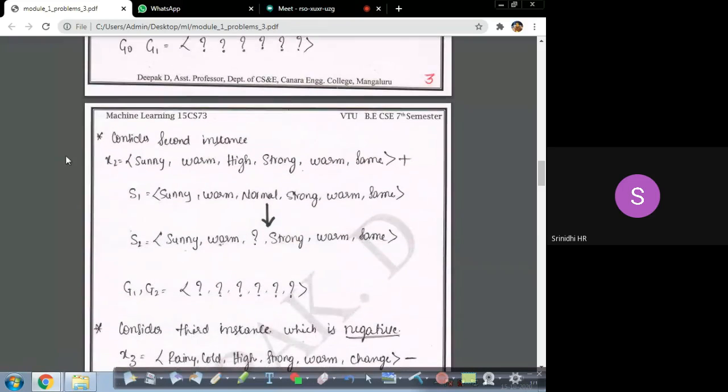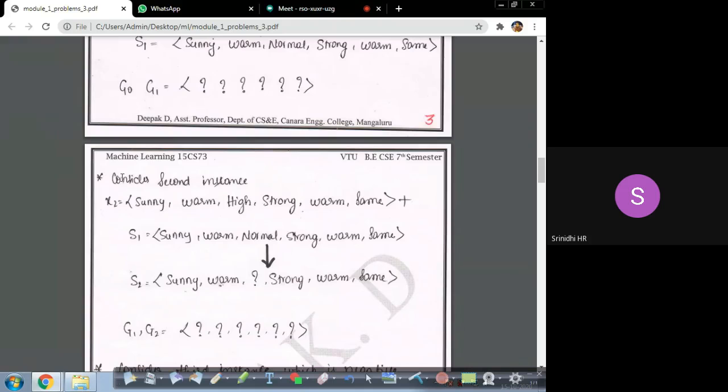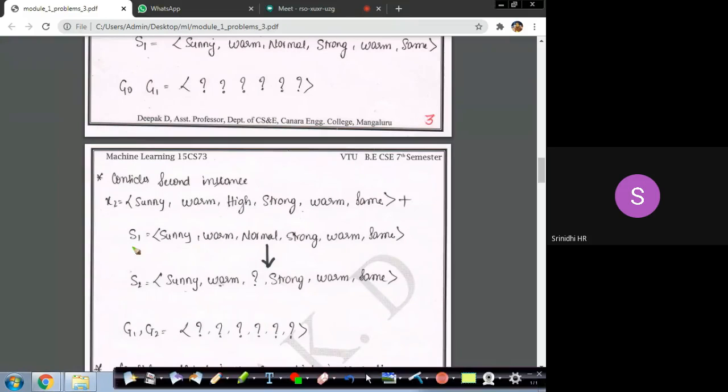So second instance, I have x2. Please remember, I am considering my second instance here, x2. x2 has 6 attributes. It is a positive example. So please compare your x2 with your previous S1, that is the most specific hypothesis. I'll start updating my S2, that is, I'll be writing my second new specific hypothesis.